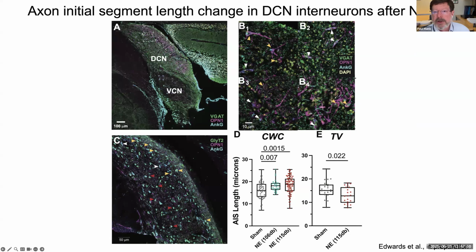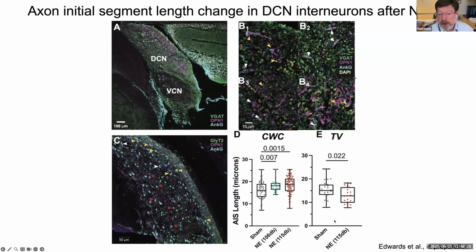We stained for, in this case, for the VGAT mouse, which was suboptimal, and osteopontin 1, which labels the pyramidal cells and some of the cartwheel cells. But it was better to do this in the GlyT2 mouse, where we could also label the tuberculoventral cells. And when Reggie Edwards measured the length of the axon initial segment, he saw a significant increase in the length of the axon initial segment in the cartwheel cells. So this is consistent with some changes in the excitability of the cells.